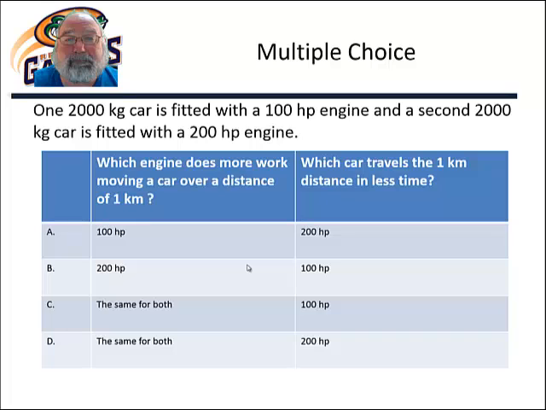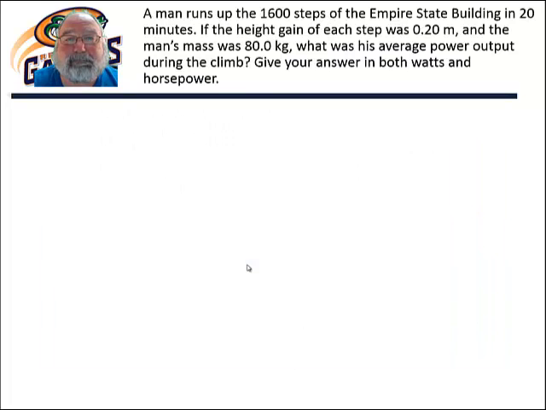Welcome back. Let's do a couple of problems here. So we have a man, he's running up the Empire State Building. There's 1,600 steps, and he does it in 20 minutes. If the height gain of each step was 0.2 meters and the man's mass was 80 kilograms, what was his average power output during the climb? And we want to give our answer in both watts and in horsepower. This problem will help you do one of the labs we're going to do this week. We're going to find out how much horsepower you have.